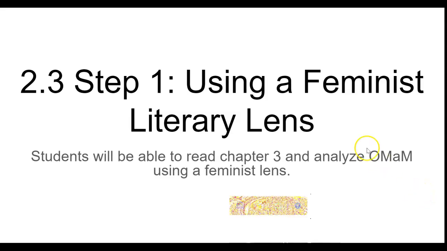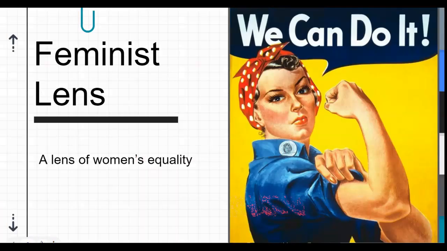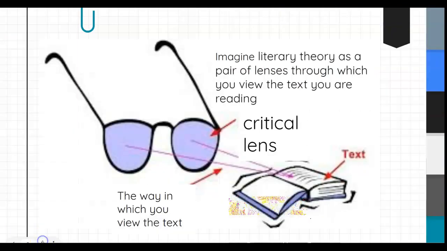This is video 2.3, step 1, using a feminist literary lens. The learning objective: students will be able to read chapter 3 and analyze Of Mice and Men using a feminist lens. A feminist lens is a lens of women's equality.